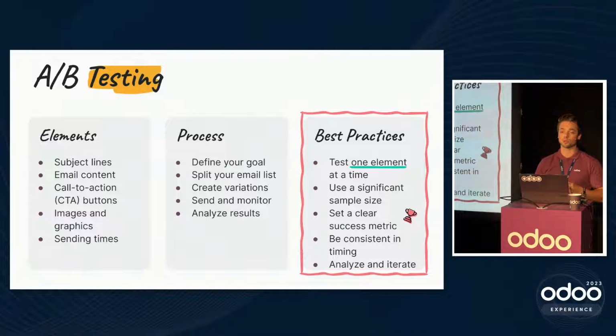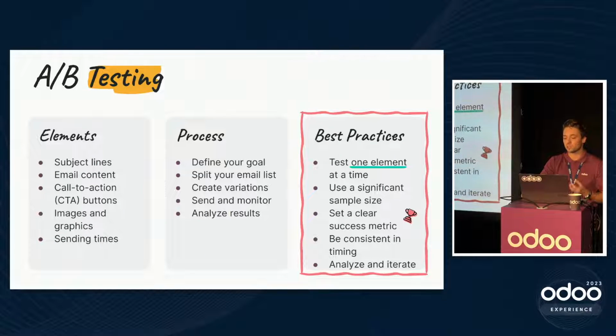It's important because the sample where you're going to test the minority of the A/B testing needs to reflect the reality of your audience. So if you have 1,000 people that you want to contact by mail, testing on 1 or 2 people is not relevant. Really use a significant sample size. Set a clear success metric. That's again going back to the goal that you need to define.